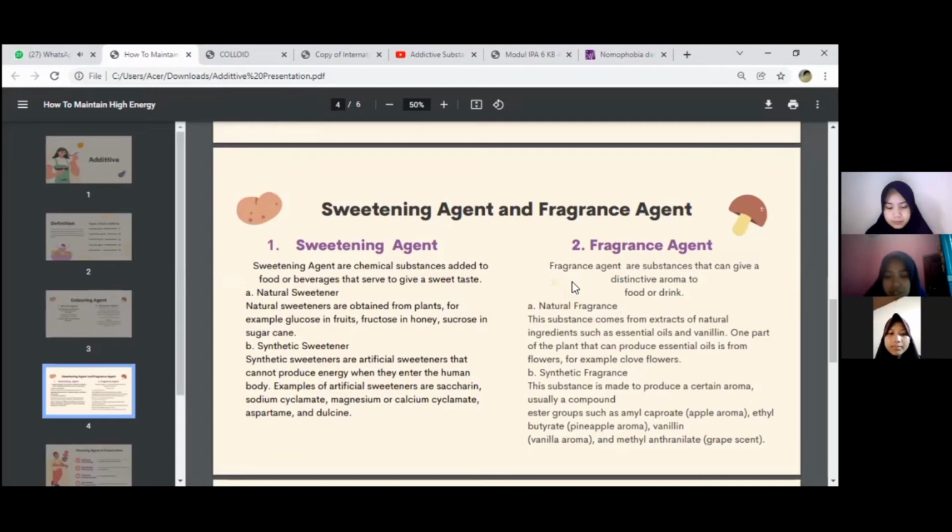And the next is synthetic fragrance. This substance is made to produce a certain aroma, usually a compound of ester groups such as amyl caproate, which produces apple aroma, ethyl butyrate, pineapple aroma, vanillin for vanilla aroma, and methyl anthranilate, which produces a grape scent. Next.